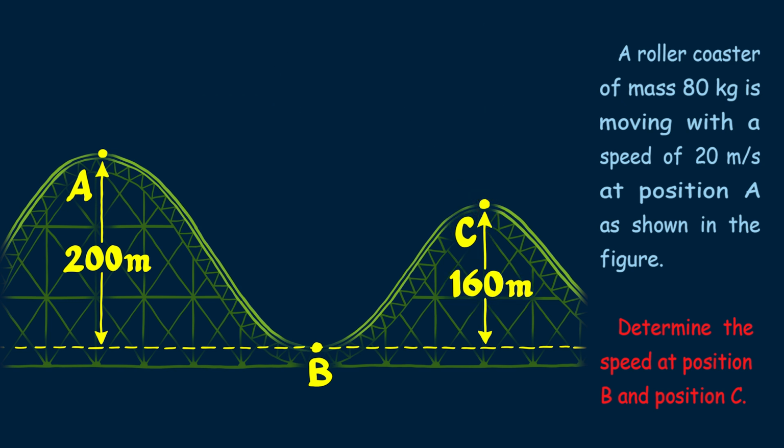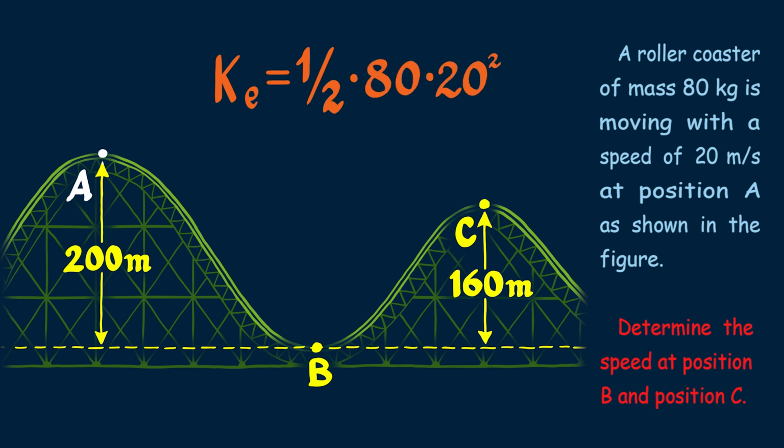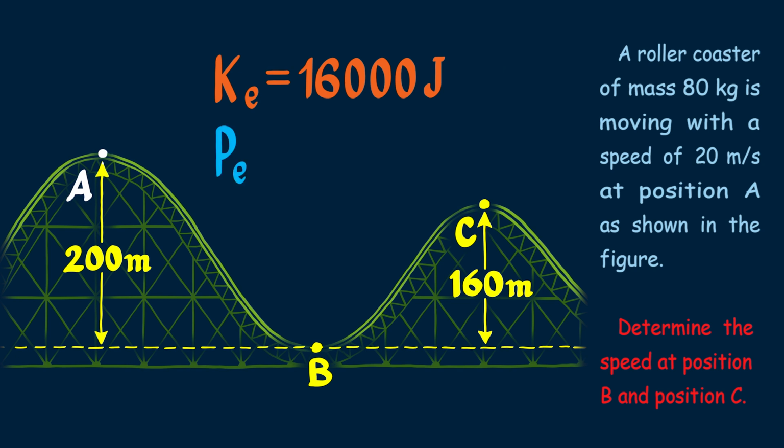The first thing we're going to do is calculate the kinetic energy at point A, which is equal to 1/2 times the mass times the velocity squared. Next, we're going to calculate the potential energy, which is equal to the mass times gravity times the height.